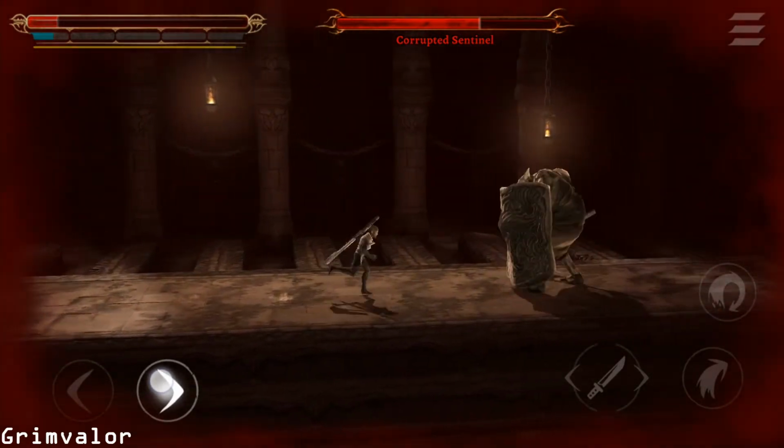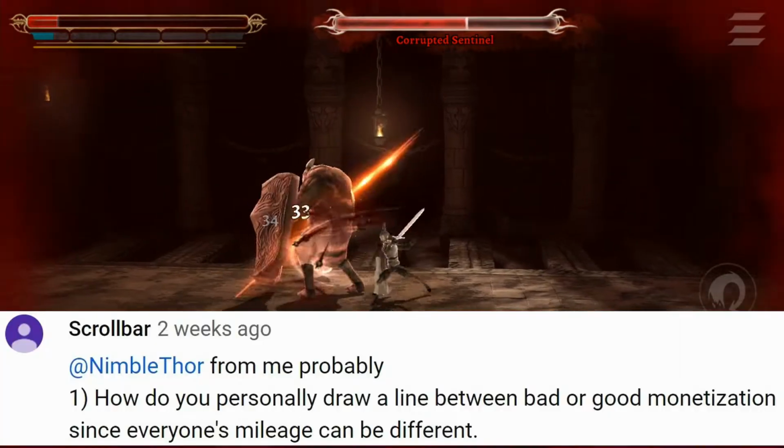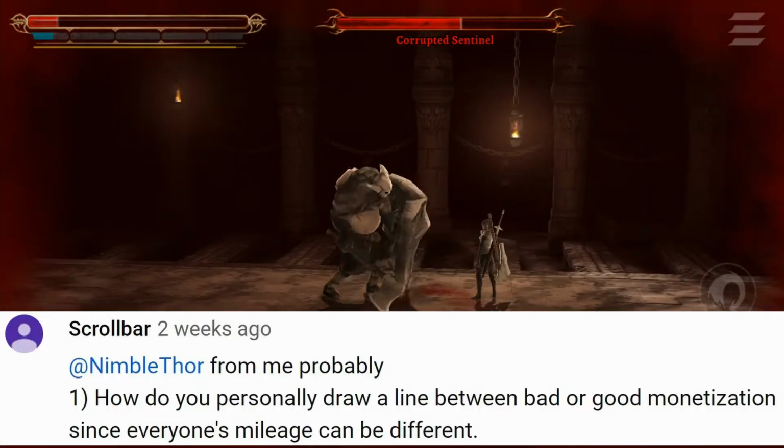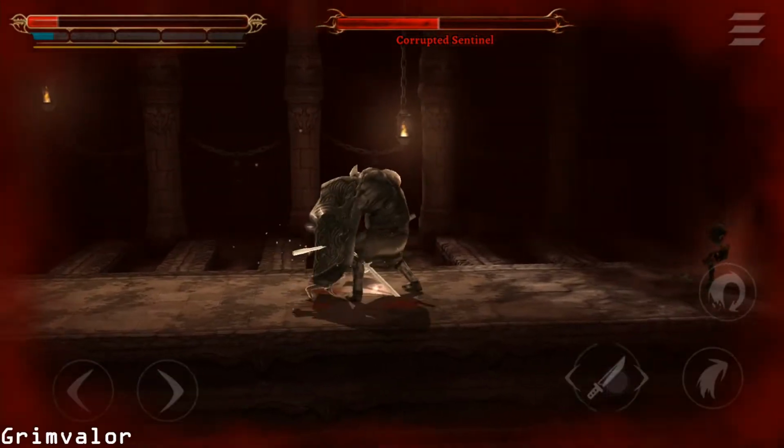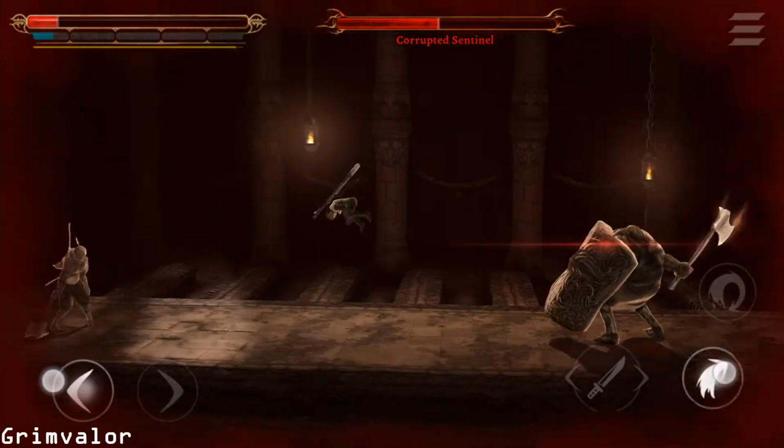So this first question is from Scrollbar, who asks, how do you personally draw a line between bad or good monetization, since everyone's mileage can be different? And that is such a great question. So Scrollbar, here is what I'll typically do.